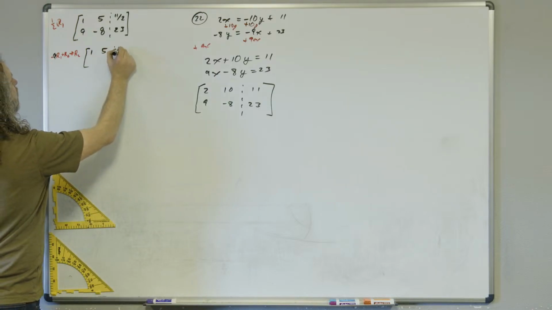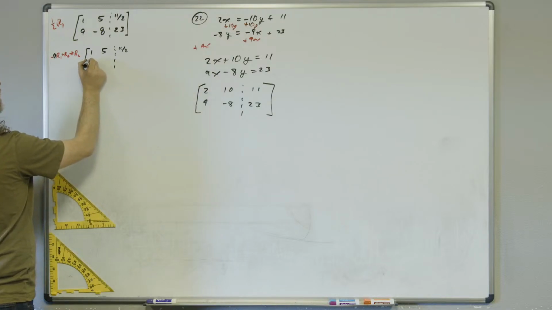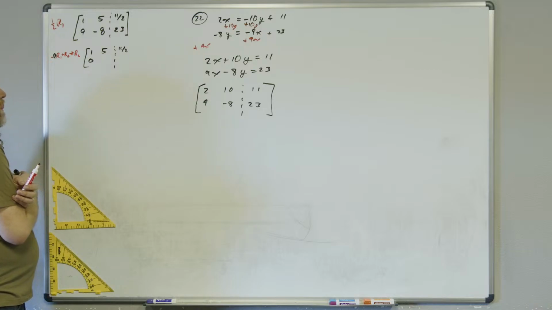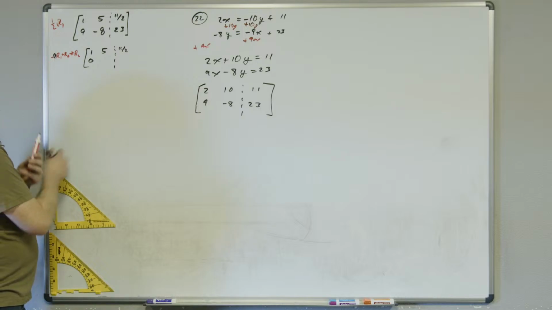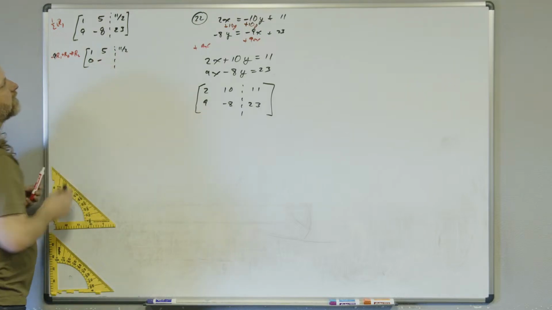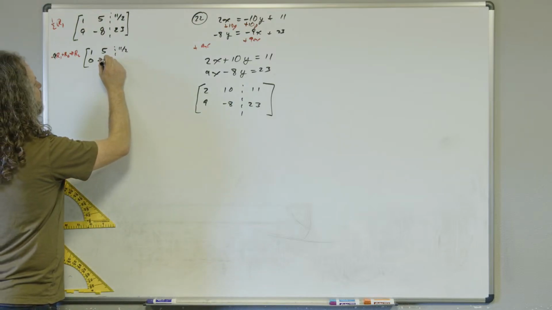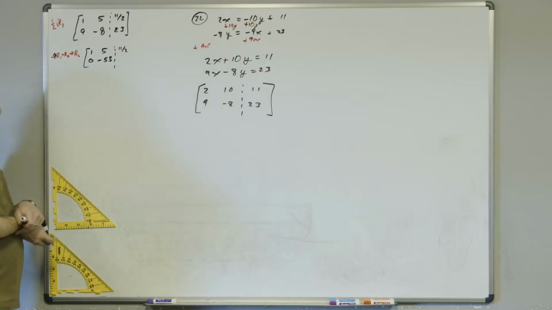5, 11 halves. This would be a 0. -9 times 5 is -45 plus 8 is -53. -53? Sorry, I didn't say 11. What's -9 times 11 halves? 99 halves. -99 halves. What's -99 halves plus 23 halves?